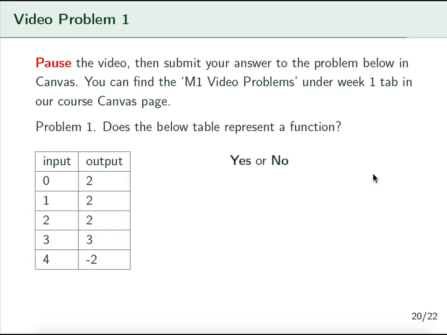So again, pause the video and submit your answer. And if you don't want to pause the video, you can also record your answer on your own paper and submit the answers to the problems after you watch the video. That works as well.